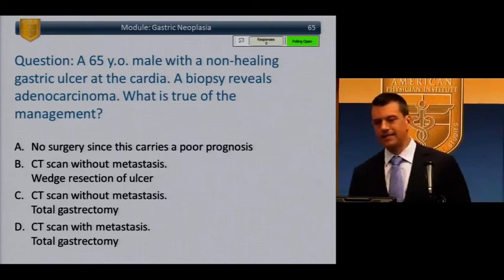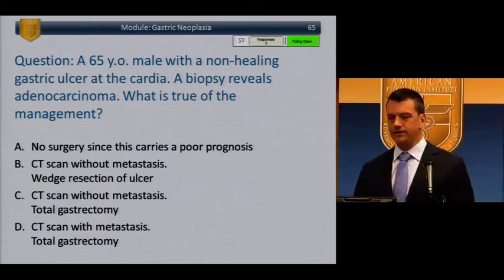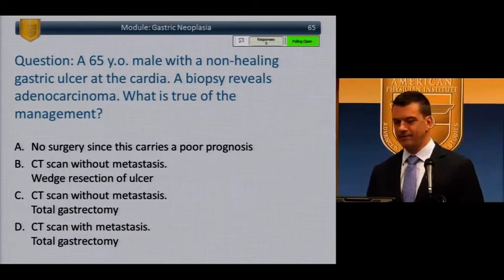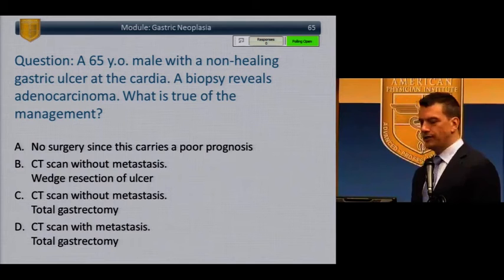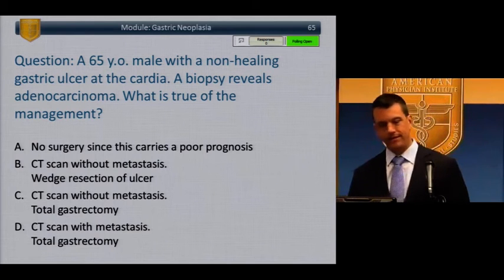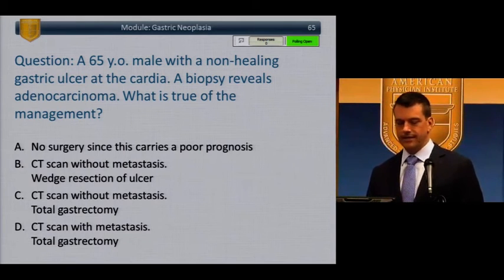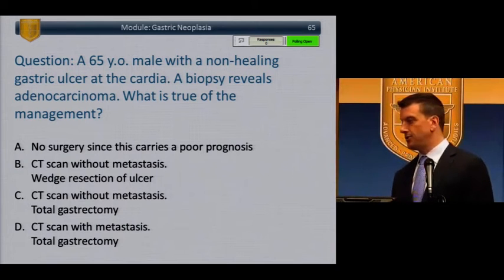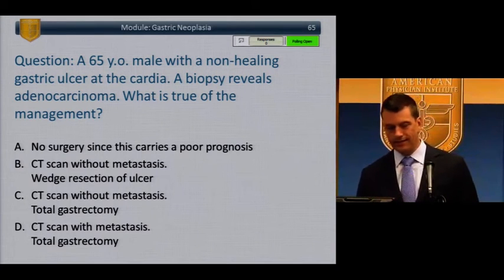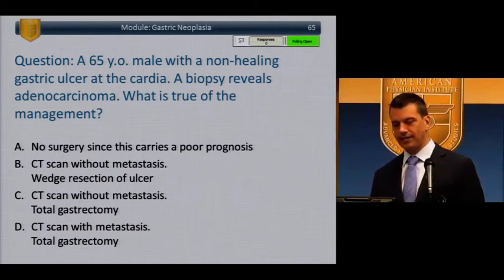Finally, getting to gastric neoplasia. A 65-year-old male with a non-healing gastric ulcer at the cardia. A biopsy reveals adenocarcinoma. What is true of the management? A, no surgery since this carries a poor prognosis. B, CT scan without metastasis, wedge resection of ulcer. C, CT scan without metastasis, total gastrectomy. Or D, CT scan with mets, total gastrectomy.